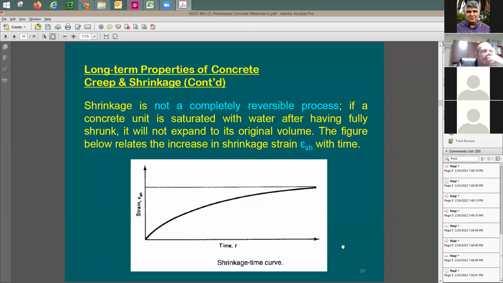All right, now let's talk about shrinkage. This is very complex here. I mean, a complex phenomenon, if you'd like to discuss it. And how would you figure it out? We call this drying shrinkage.